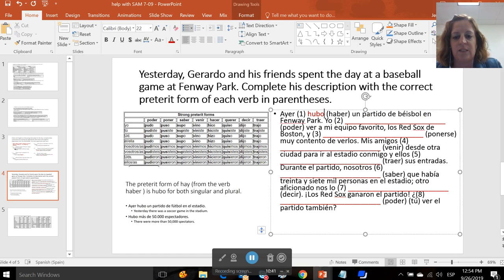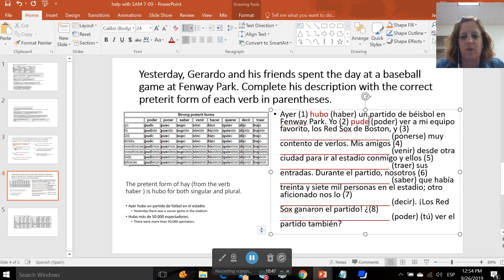So who can see this team? It's me. It's poder. If you look over here, here's poder. For yo, it's pude. So all you've got to put here is pude. Yo pude ver a mi equipo favorito, los Red Sox de Boston, y ponerse muy contento de verlos. Who got happy? I did.